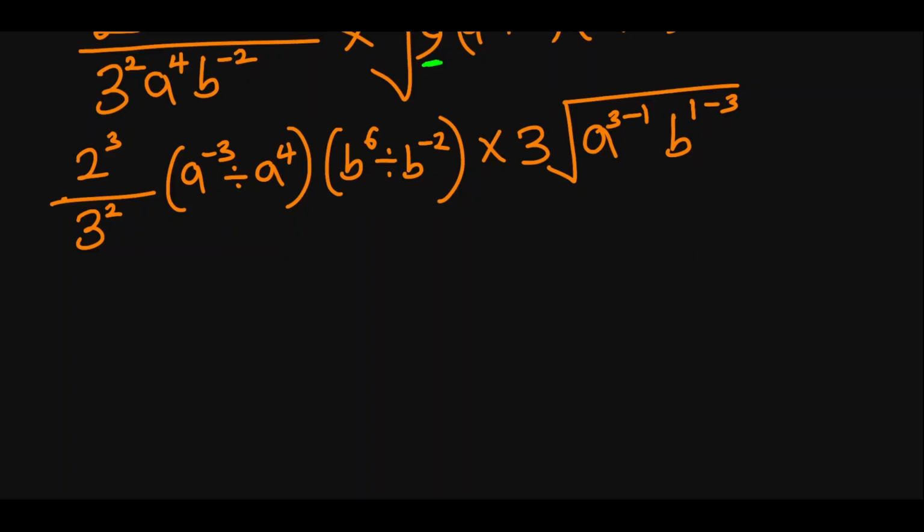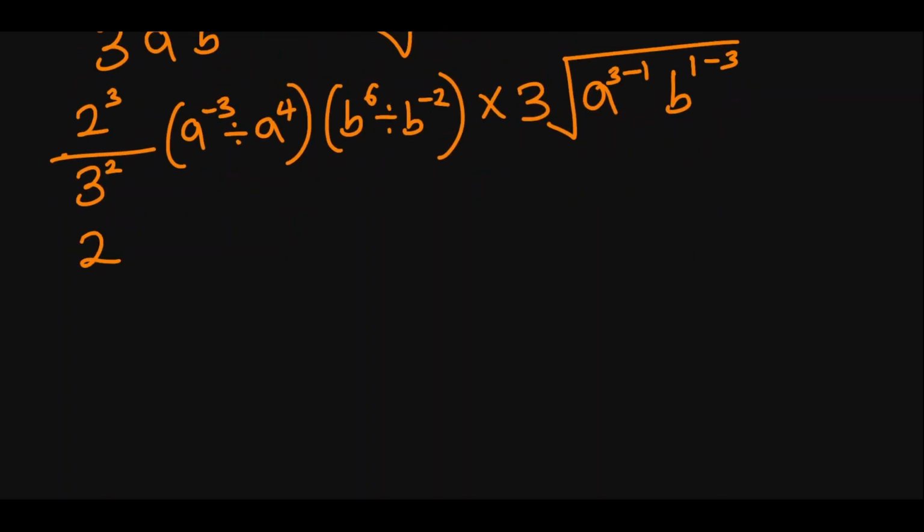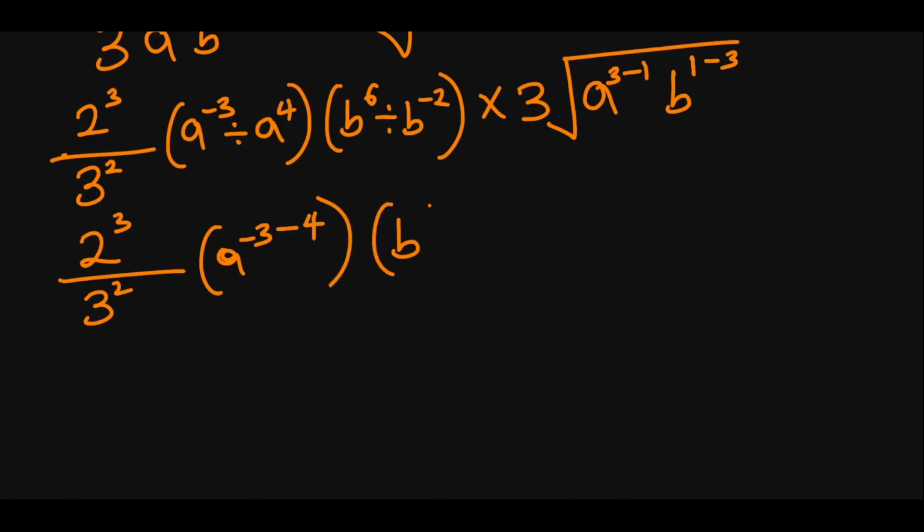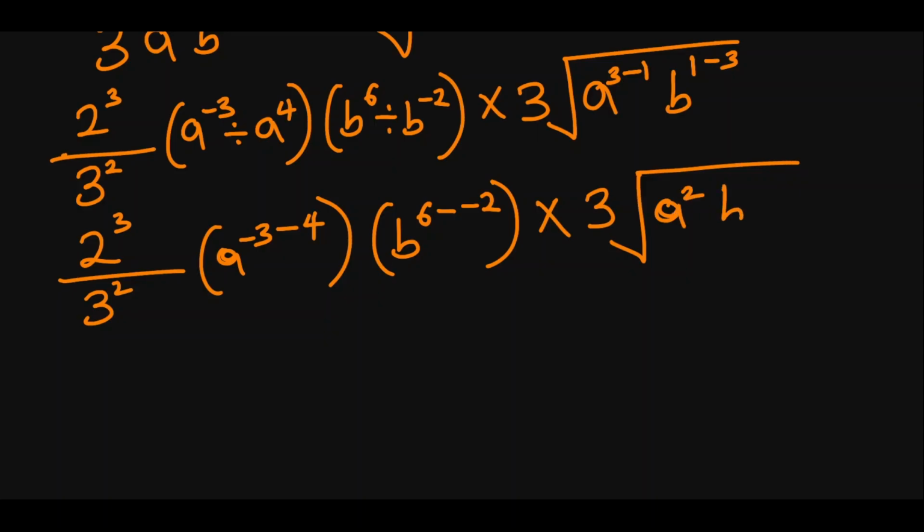Now I'm still going to leave the powers on the numbers so that I can show you that the laws of indices or exponents also apply to numbers. So let's leave it this way. So we still write it the way it is. 2 raised to power 3 over 3 raised to power 2. Then this is a raised to power minus 3 divided by a raised to power 4. So that's a raised to power minus 3 minus 4 based on the law of division with the same base. Then b raised to power 6 minus 2, same law. Then times 3 roots. A raised to power 3 minus 1 is a raised to power 2. B raised to power 1 minus 3 is b raised to power minus 2.